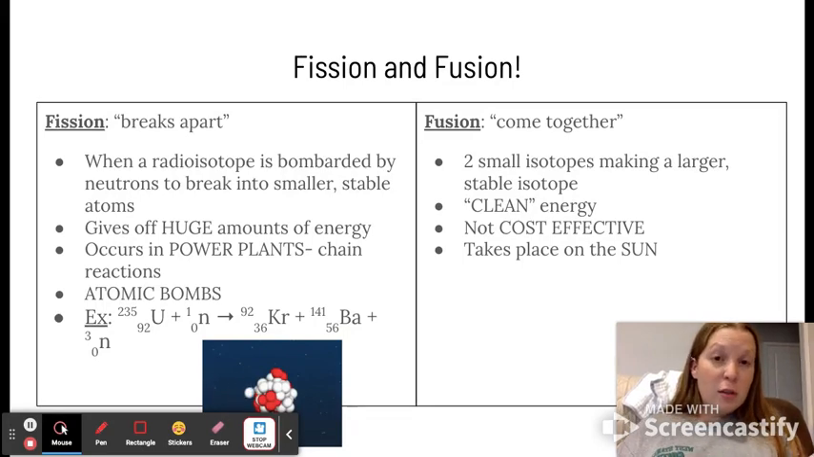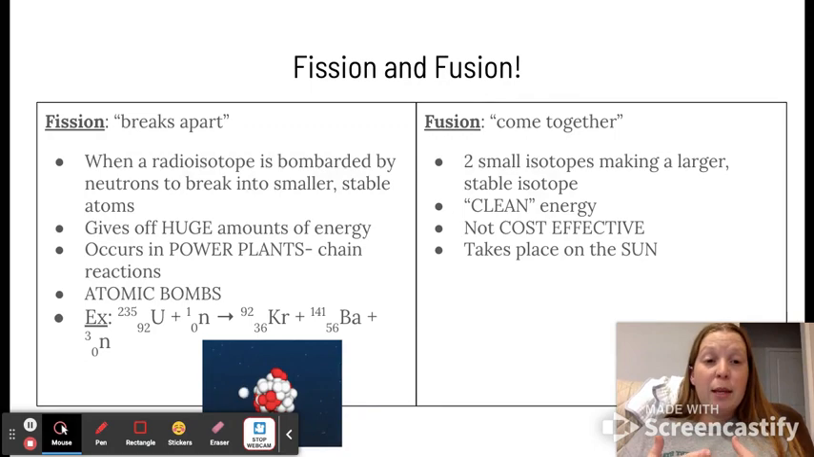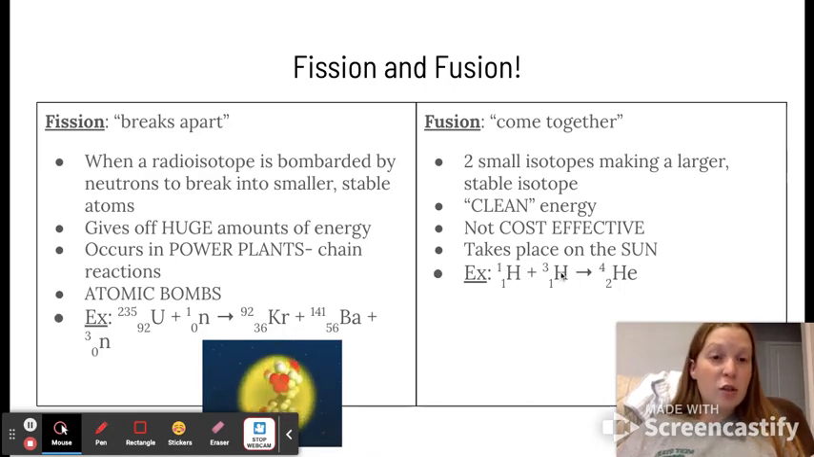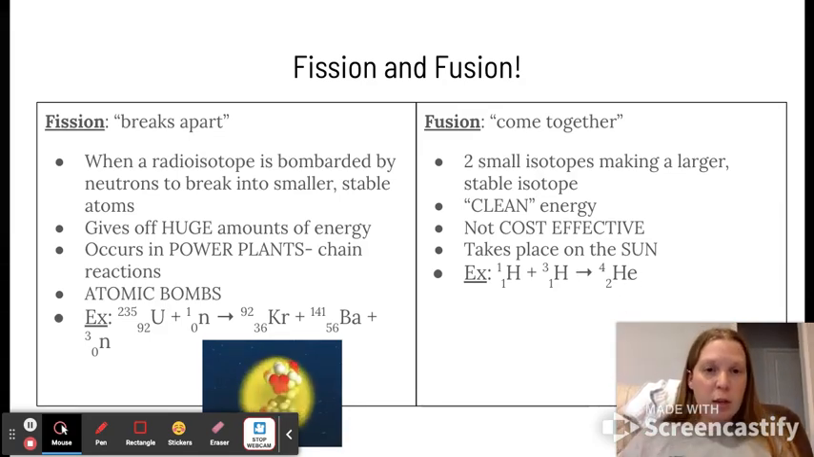This also takes place on the sun. If we could get fusion reactors to work and be cost effective, this would be a wonderful energy option compared to fission reactions. And here's an example. So 2 different hydrogens. You've got hydrogen and tritium, which is an isotope of hydrogen. They'll combine together to form helium, which we know is very stable.